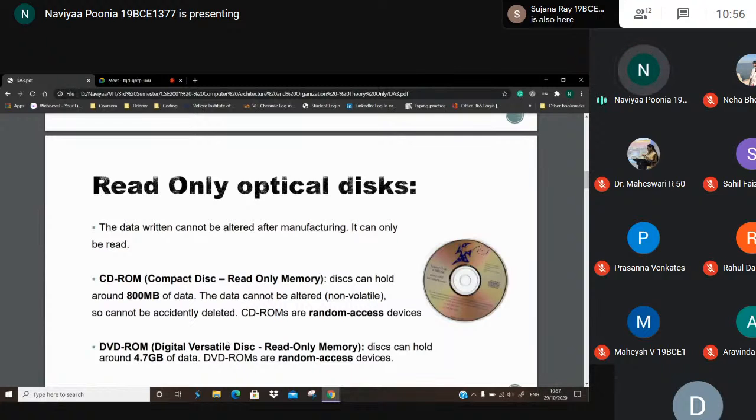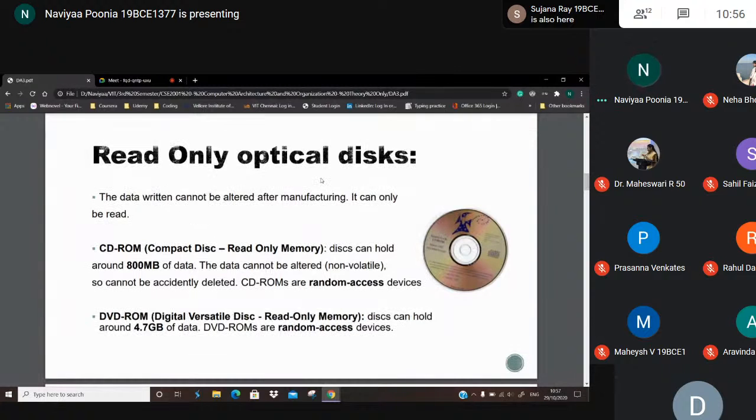So these are the types of read-only optical disks. The read-only optical disks cannot be altered after they are manufactured. Only at manufacturing time is the data written onto the disks. These types are CD-ROM and DVD-ROM. The CD-ROM is the compact disk read-only memory. It can hold around 700 to 800 MB of data. And DVD-ROM can hold up to 4.7 GB of data, so it has more space than CD-ROM, and both of these are random access devices.